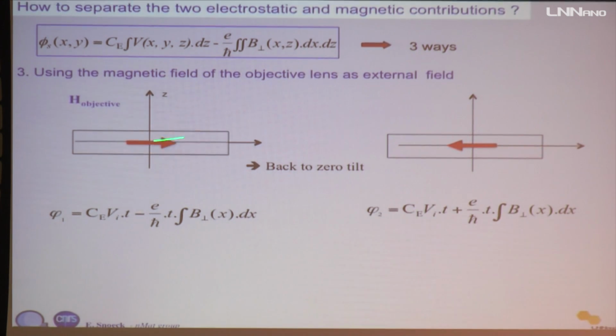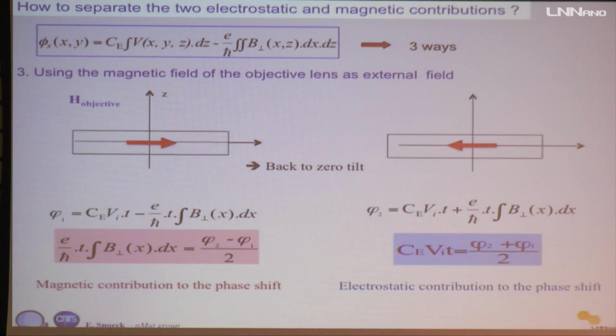And if these two configurations are exactly opposite, by image analysis again, you can have access separately to the electrostatic contribution and the magnetic contribution. So these are the three ways of separating electrostatic from magnetic contributions. But as I said, the one we use the most is the one where we remove the sample, switch it upside down and put it back.